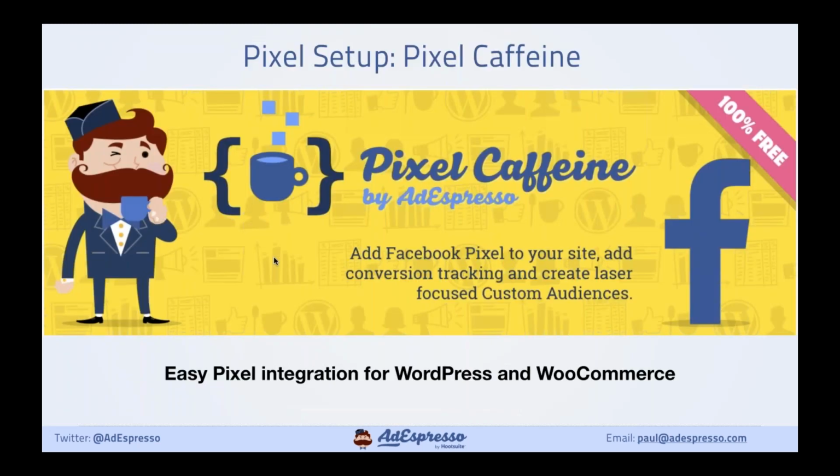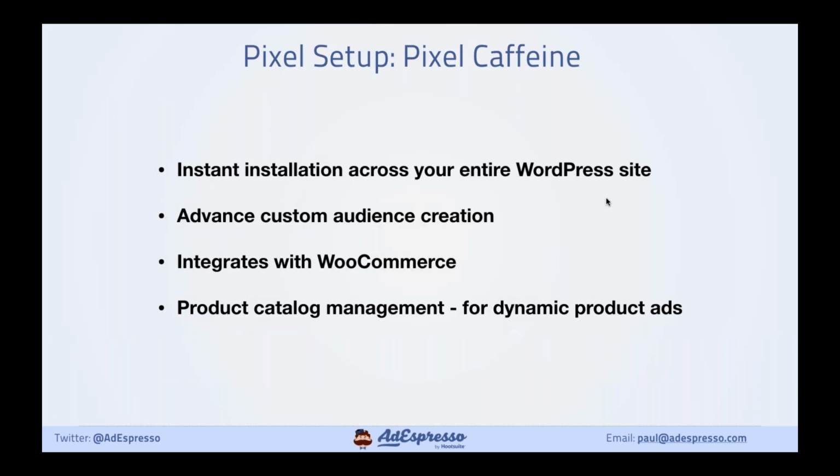Another example for you, if you're using WordPress and or WooCommerce, we've got a free solution for you. We've got a free plugin for WordPress. It's called Pixel Caffeine. So just go and Google that and you'll find the page to download Pixel Caffeine. It's totally free. It's always free. You don't need to be an AdEspresso customer. That's just our little gift to you there. So what can you do with Pixel Caffeine? It's instant installation across your WordPress site. You put in your pixel ID, you connect up your Facebook account, and away you go, all done for you.